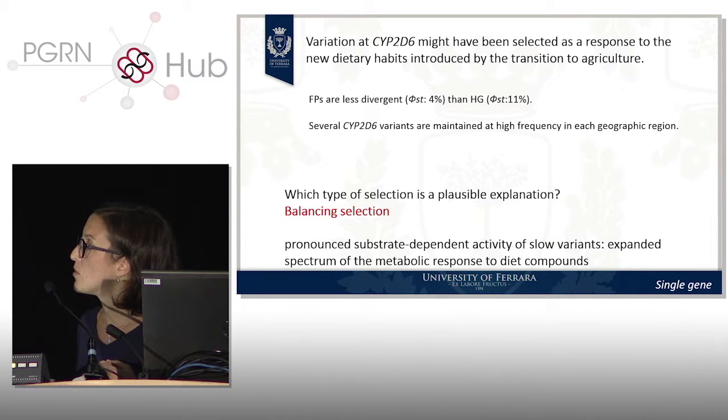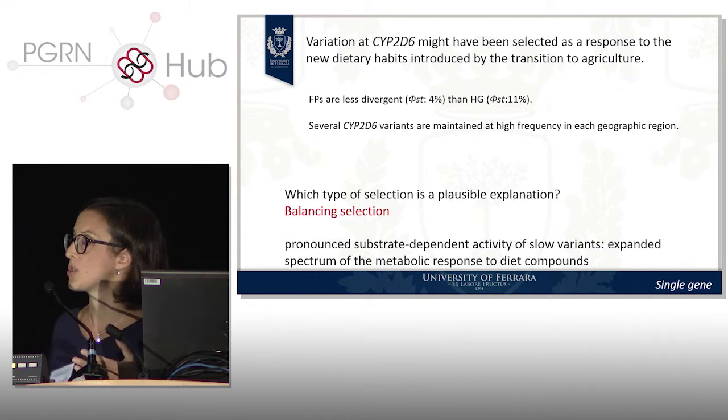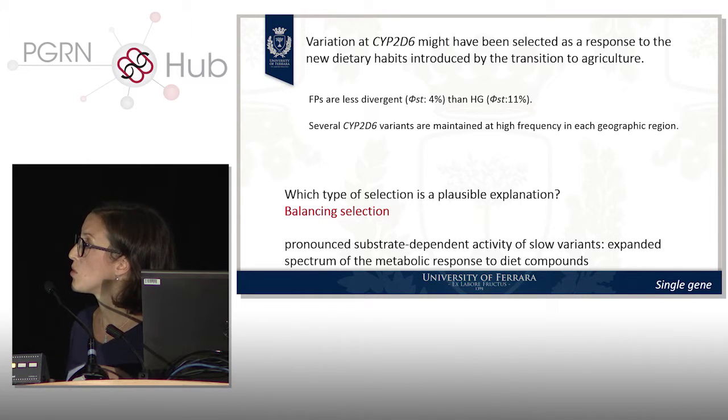So in conclusion, we had many more analyses, but I just wanted to show you those that could summarize our conclusions. The variation of CYP2D6 might have been selected as a response to the new dietary habits during the food transition, the transition to agriculture, and the other line of evidence comes from the fact that food producers were much more similar between different populations than when hunter-gatherers were compared.